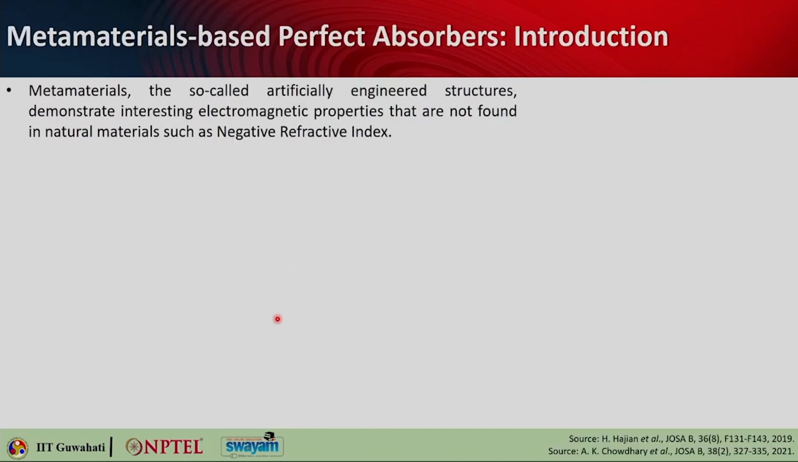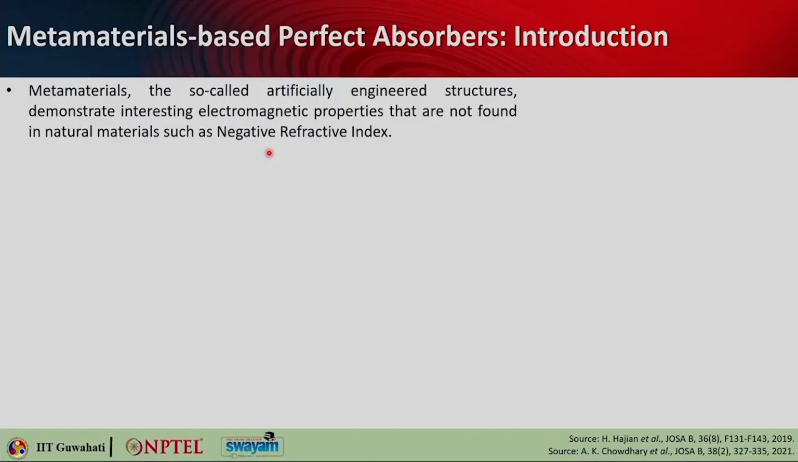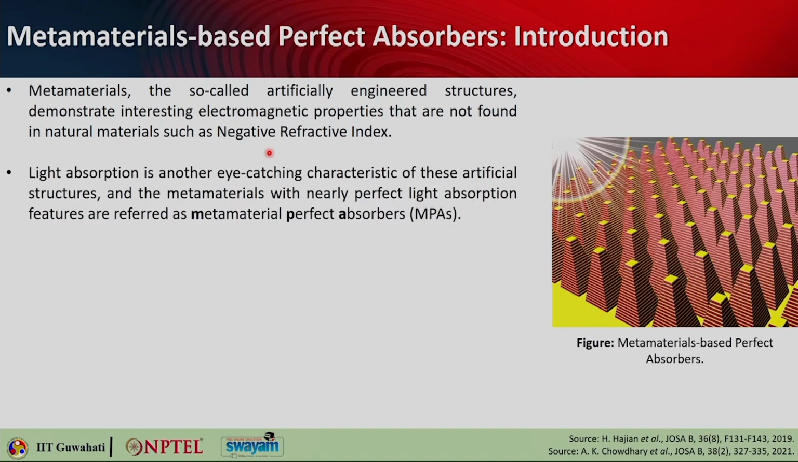So when we talk about metamaterials, the first thing that comes to our mind is that these are basically artificially engineered structures, where the unit cell is designed in such a way that it can give rise to some extraordinary properties which are not found in natural materials. And the first thing that comes to our mind will be the negative index material, right? Negative refractive index. But that is not all.